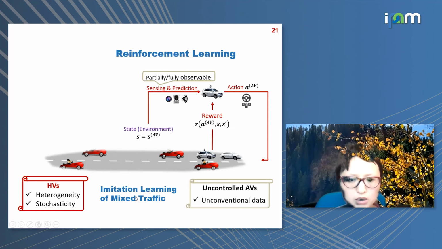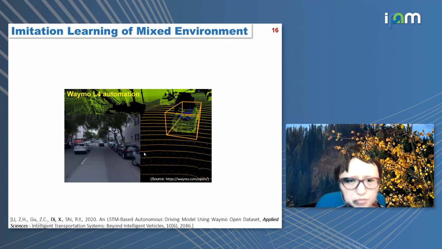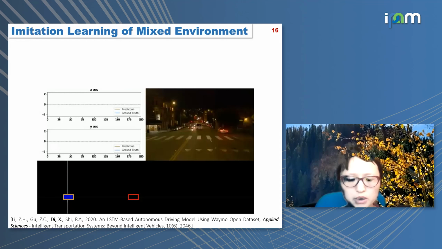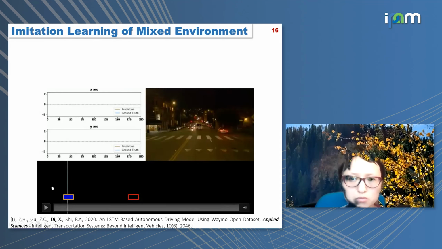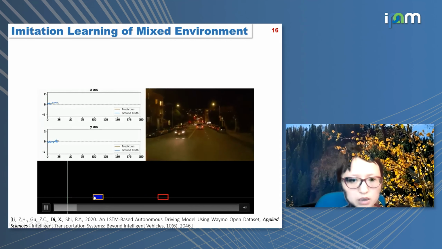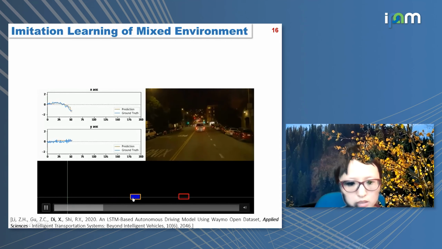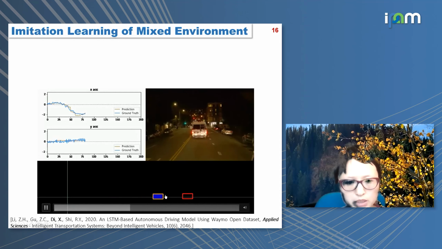So basically it's called imitation learning on mixed traffic. I don't want to talk about how we imitate the HVs, but how AVs work here. So I use the basic Waymo Level 4 data set. They have camera images and LiDAR point clouds. So we just train a very simple LSTM model to capture how Waymo actually drives using a behavior cloning approach. The blue box is the ground truth, and the orange one is what we predict using the LSTM model, and the red car is the one in front.